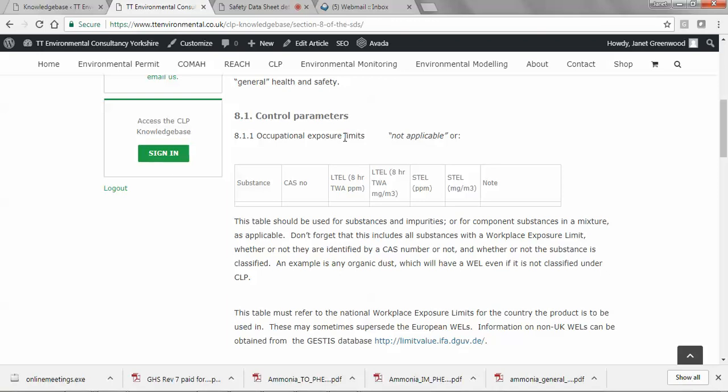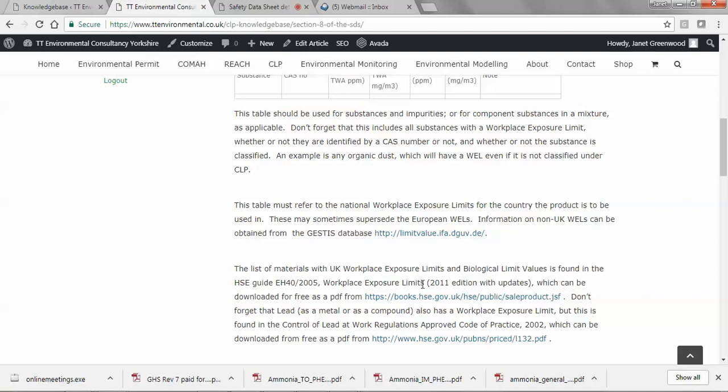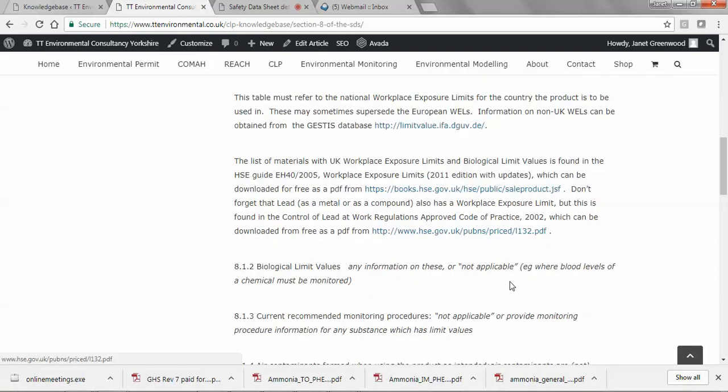This includes European workplace exposure limits and national exposure limits. And this is a link to a different SDS database which has got non-UK workplace exposure limits, so you can actually go and check. The UK list is EH40, which is downloadable from the link here, but lead as a metal or compound has a workplace exposure limit, but it's so severe it's got its own Control of Lead at Work regulations, and there is a link to that document there as well.